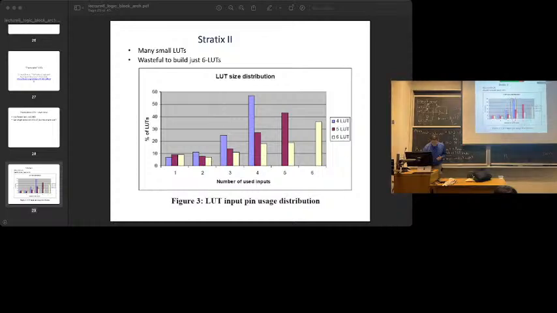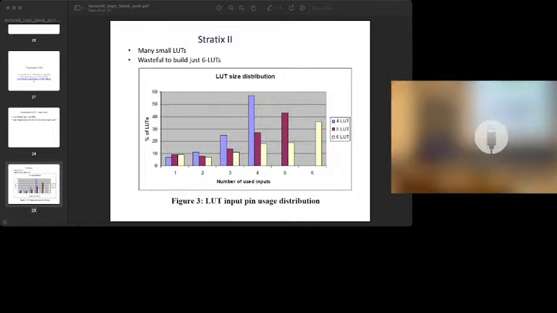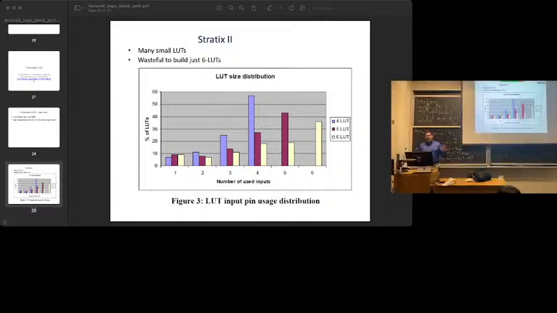And it gets worse as you go to bigger LUTs. So this is if you say, I've got 5 LUTs. It turns out the synthesis tool is only able to fully use 45% of the LUTs, and the rest are only using a fraction of their inputs. And with 6 LUTs, it's only using about maybe 35 or 40% to their full extent. And other times, it's only using some of the inputs.